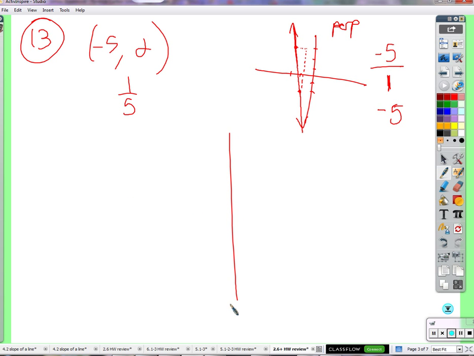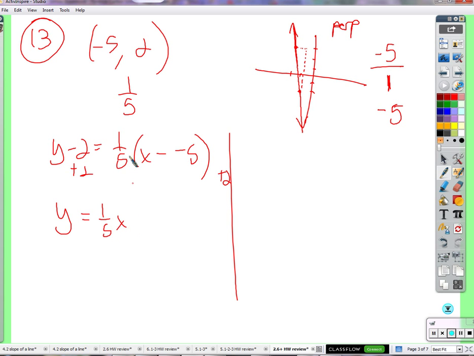Here we go again. I'm going to do it faster this time, both ways. Point slope form: y minus 2 equals 1/5 times x minus -5. Okay, I'm going to add 2 to both sides. Knowing this is +5 in my head, I'm going to distribute the 1/5 as well. 1/5 x. 1/5 times a positive 5, that's going to be a +1. +1 plus 2 is +3. Follow all that?